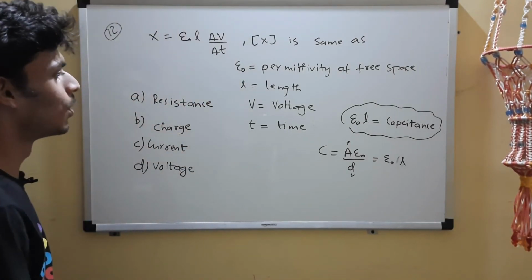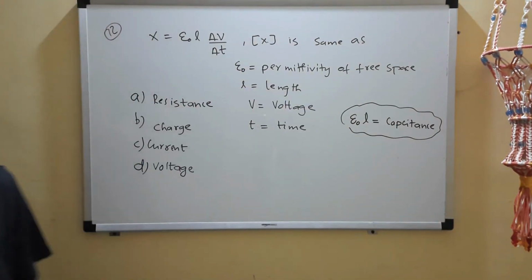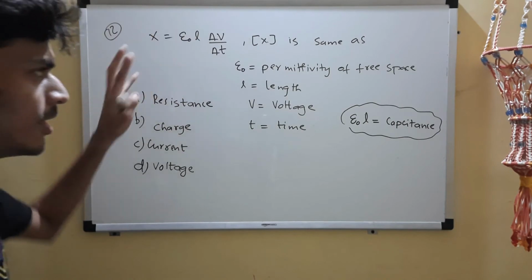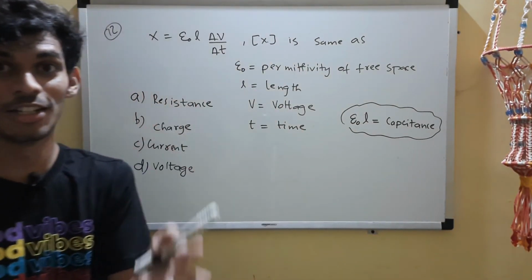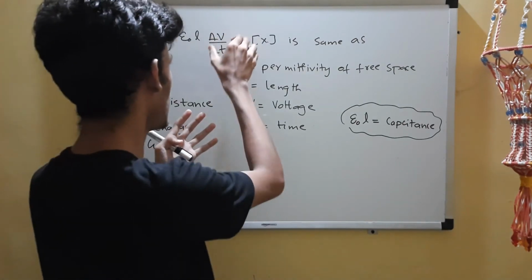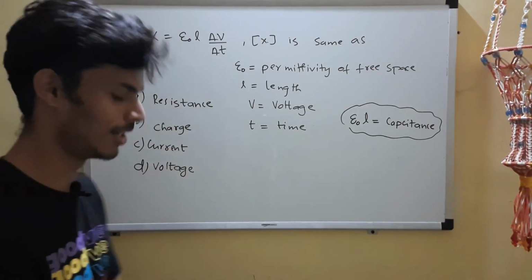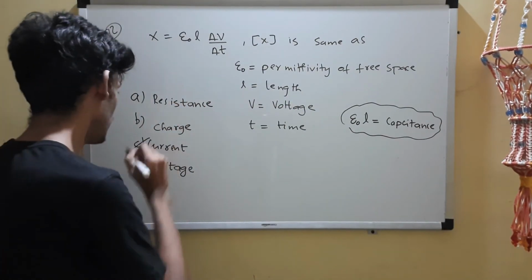Okay, so that was the hack, and now you can do the question orally. Epsilon naught into L is C, and C into V is capacitance into voltage, which is charge. Charge per unit time is current, right? Rate of flow of charge is current. So the answer is current. How did I do this?